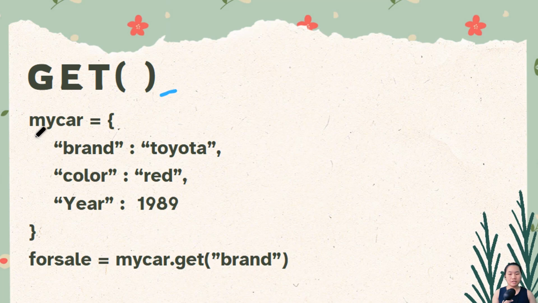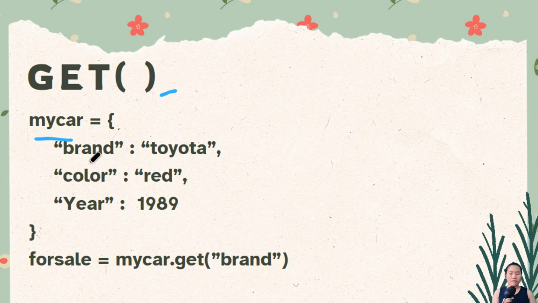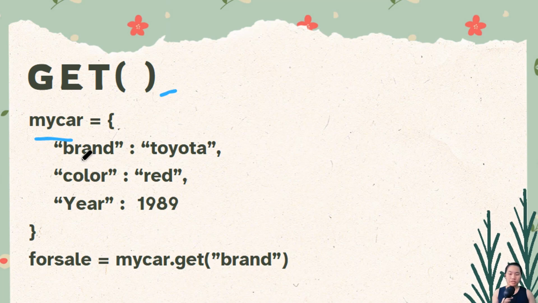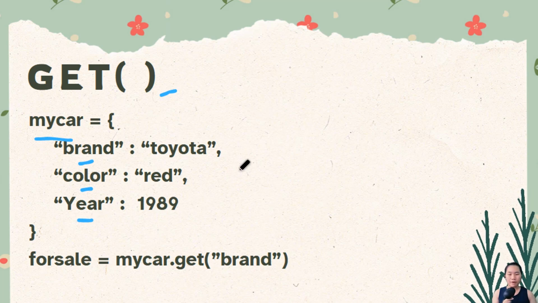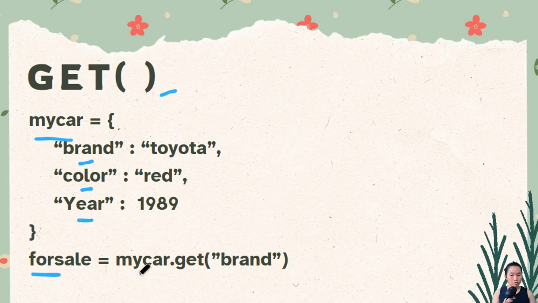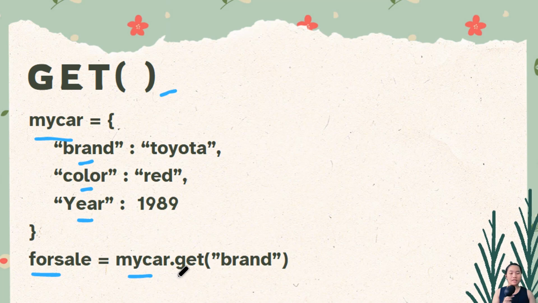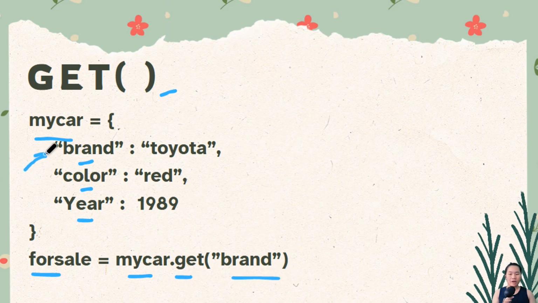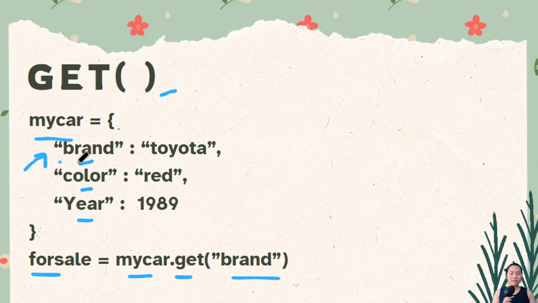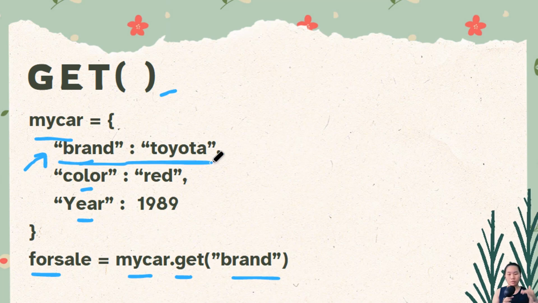Now, I have a dictionary over here named my car. There are 3 keys and 3 values correspondingly. The first key is brand, second key is color, third key is year, okay? And they all have their own values. Now, I have another variable called for sale equals my car dot get brand. So I'm referencing the brand key over here, and this is what Python is going to work with.